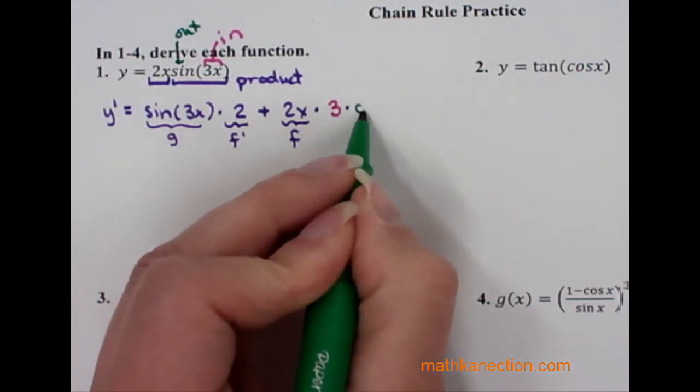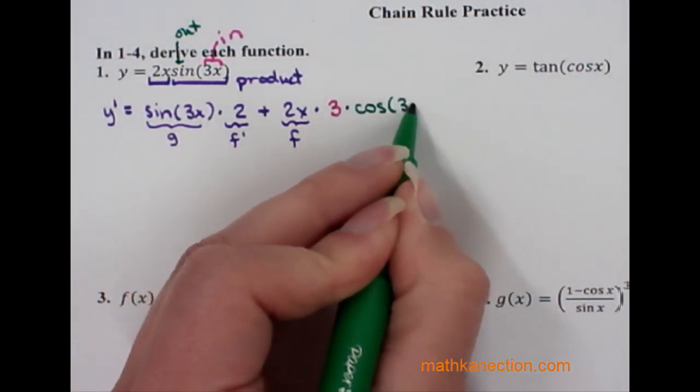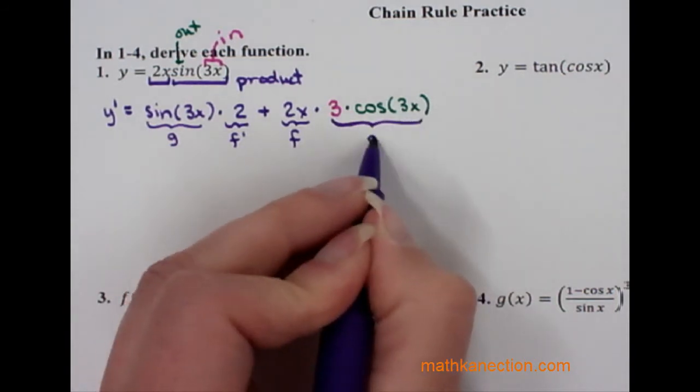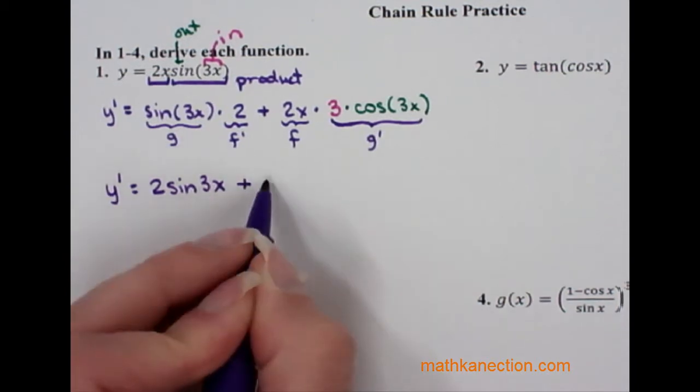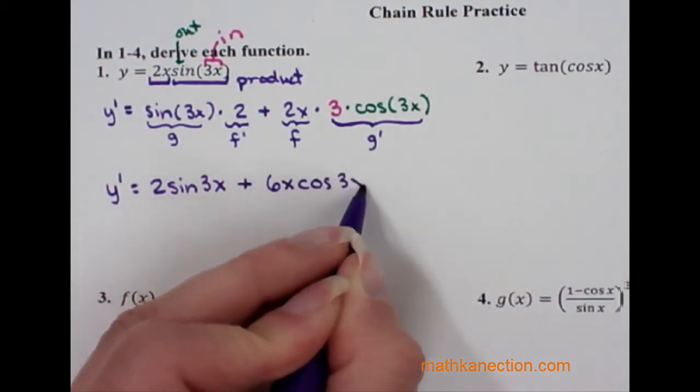Derivative of the inside is 3. Derivative of the outside is cosine. Keep the inside the same. And then rewrite y prime as 2 sine of 3x plus 6x cosine of 3x.